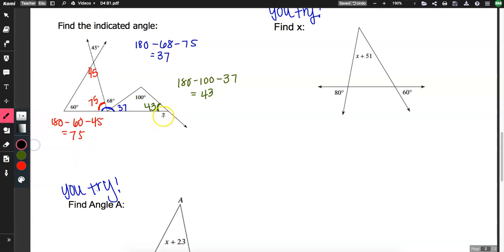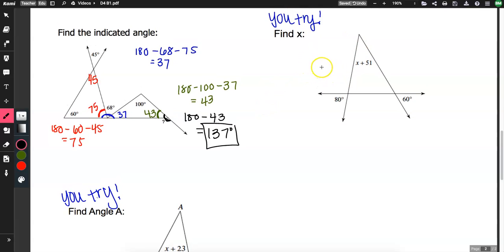And to finally get to that missing angle I started with, whoops, sorry, this is a straight angle. 180 minus 43 equals 137 degrees. Okay, so again, it's kind of like the crook problems and some other things we've done. It's a big puzzle, so you have to do it step by step in order to get to that final answer.